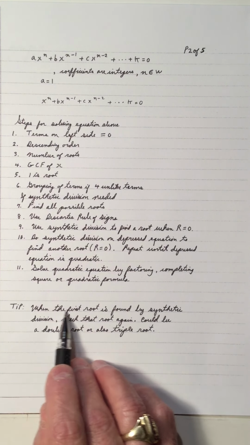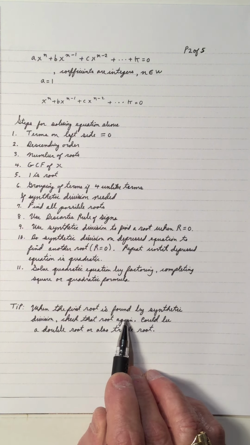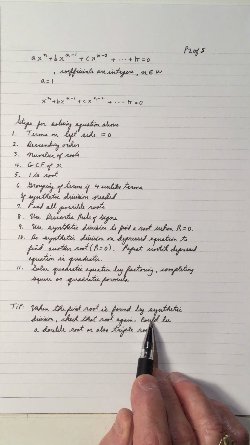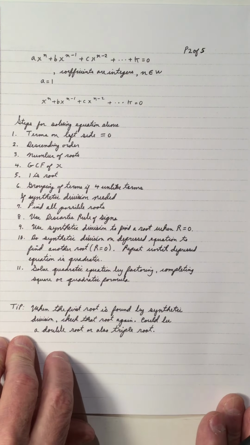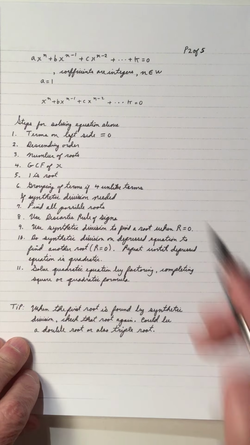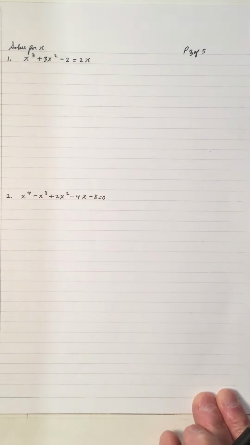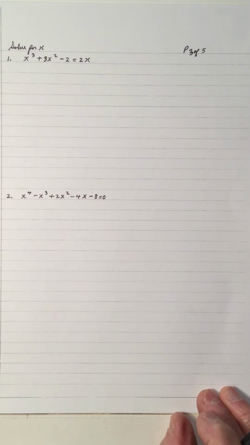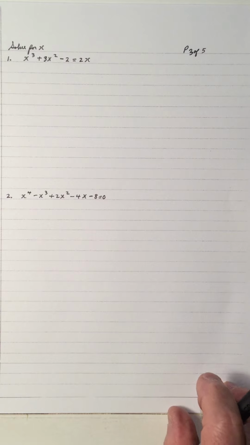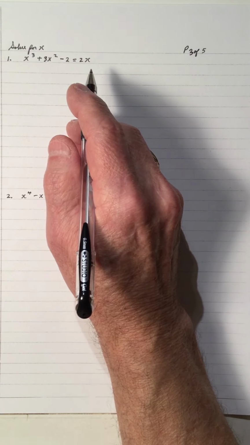And a tip: when the first root is found by synthetic division, check that root again, because it could be there twice. It could be a double and also a triple root. So let's do some examples. And this is the order that I'll follow every time when I solve a polynomial equation. Let's do some problems. Again, pause the video and work these out. And again, here we go.